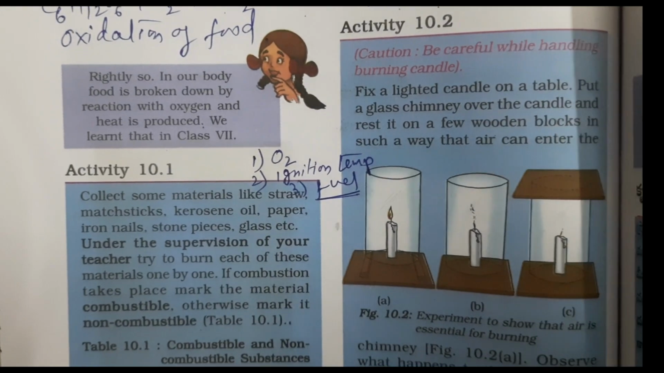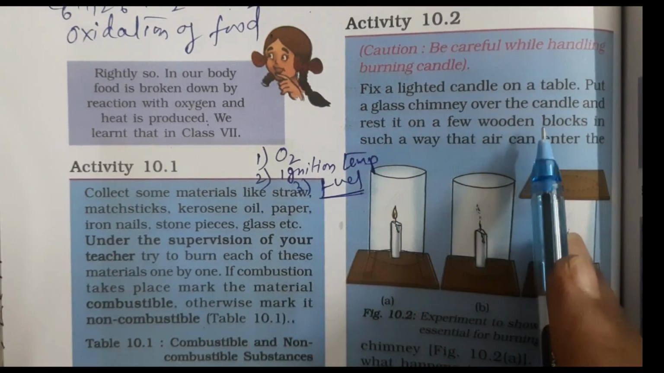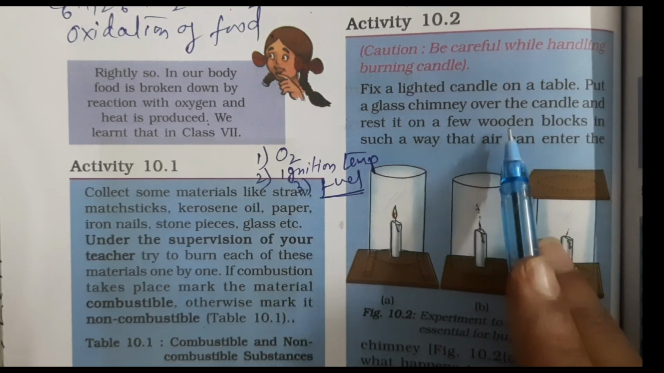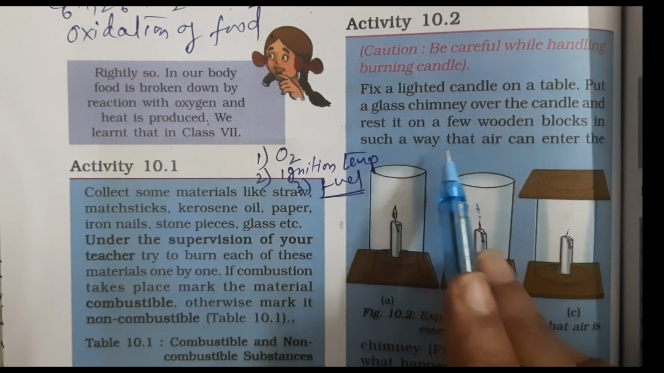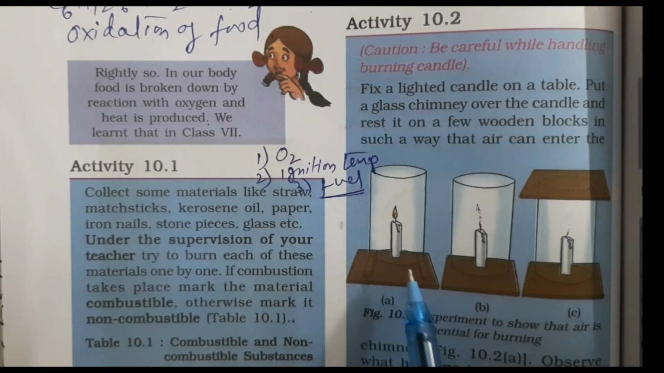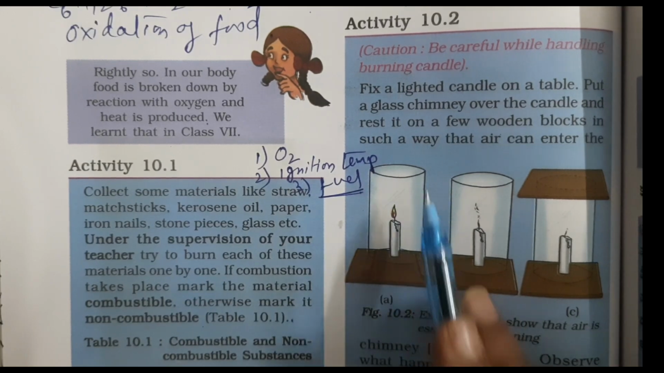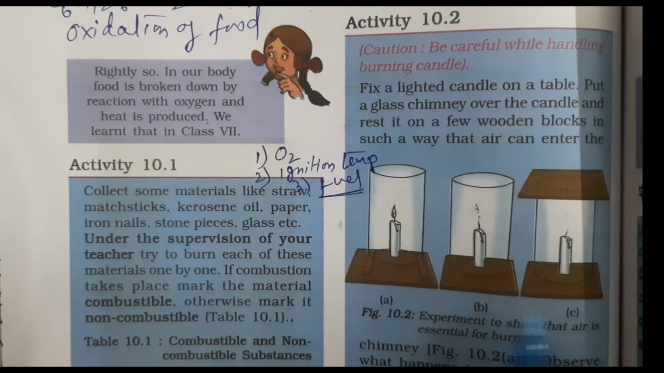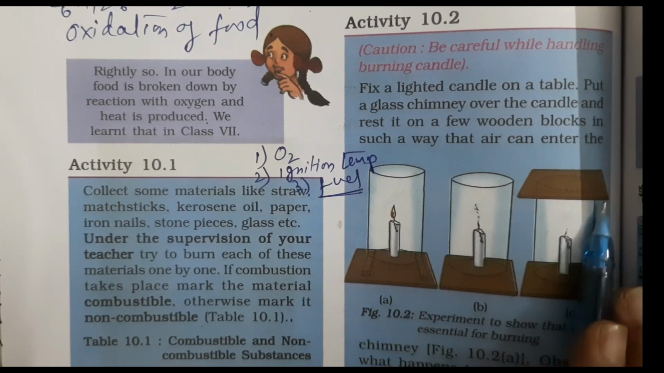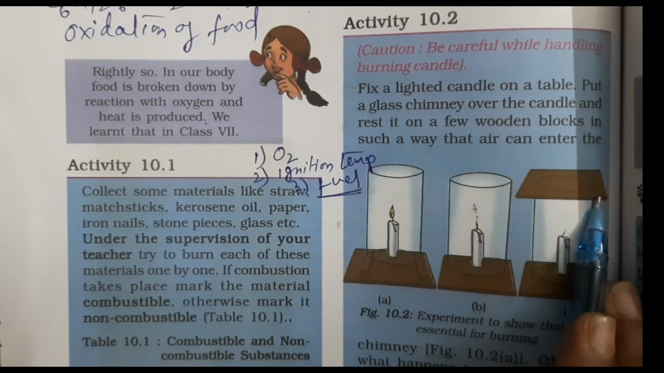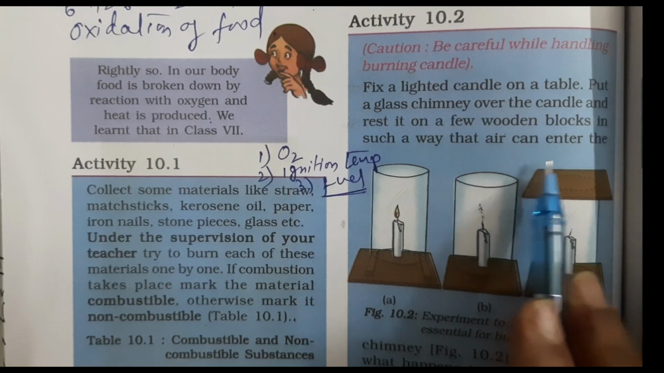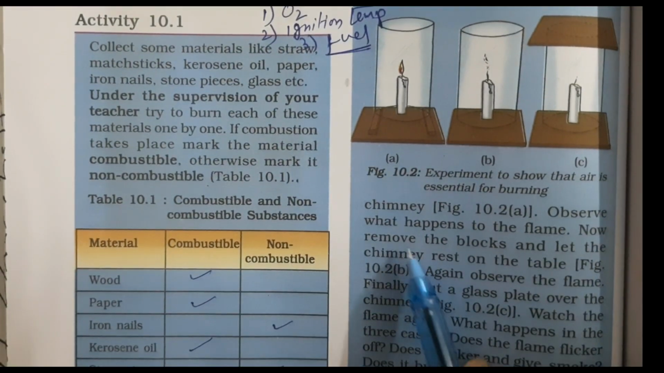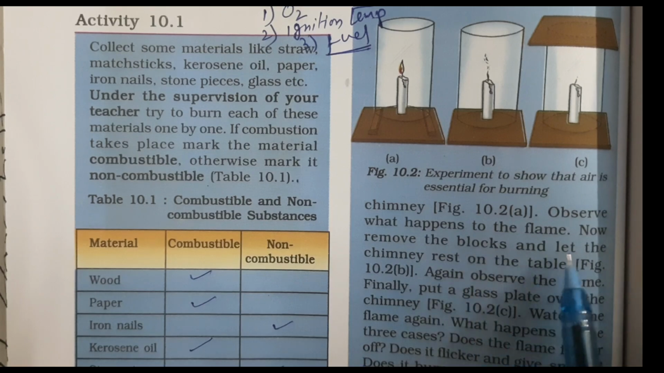So let's perform the activity. Here, fix a lighted candle on the table. Put a glass chimney over the candle and rest it on a few wooden blocks. So here we have taken a candle and then chimneys are kept on it. For the third case, we kept a wooden cardboard, in such a way that air can enter the chimney. Now observe what happens to the flame.